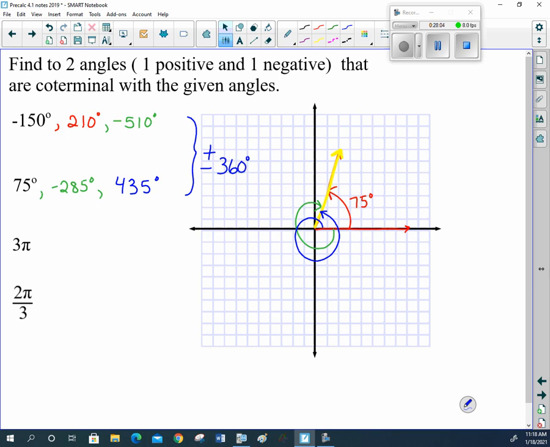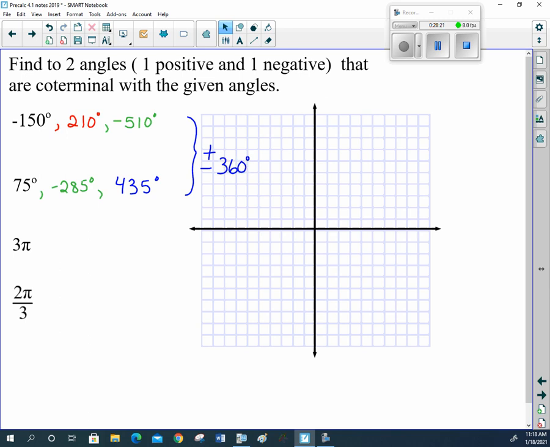Okay, now the bottom two are in radians. So what we want to do is we don't want to have to convert back and forth. I know that you guys are really comfortable with degrees, and you could convert 3 pi to degrees, and you could make that work.